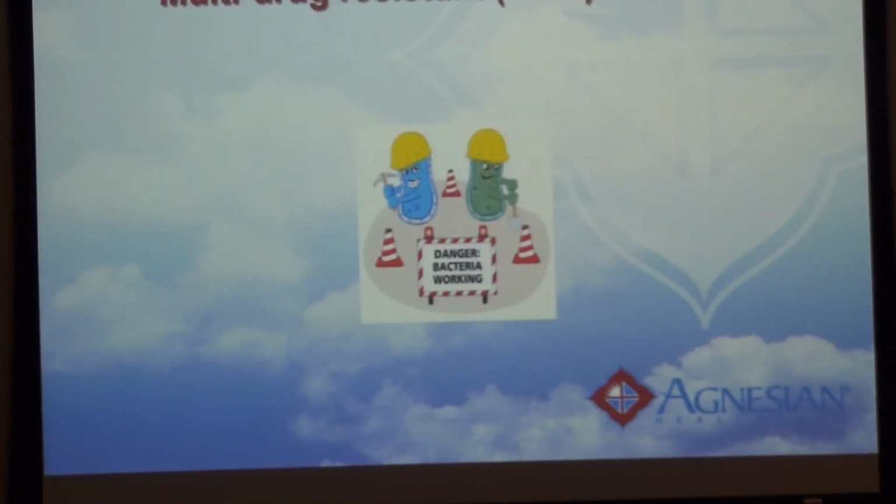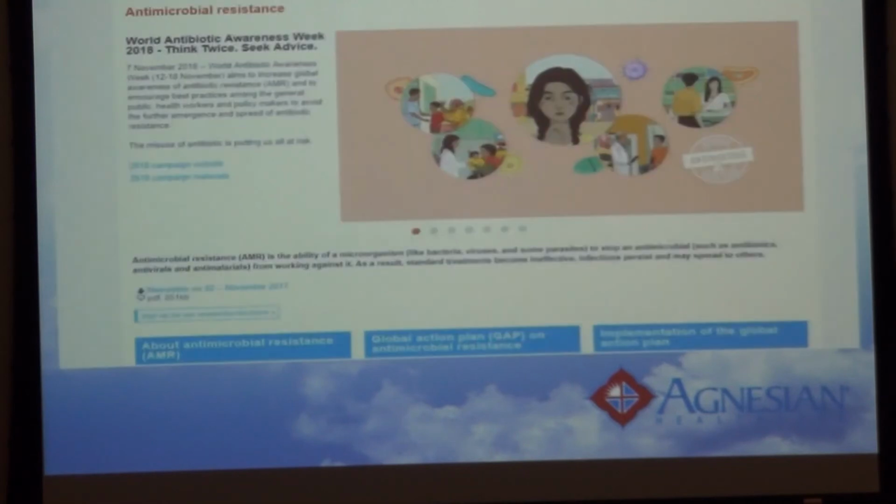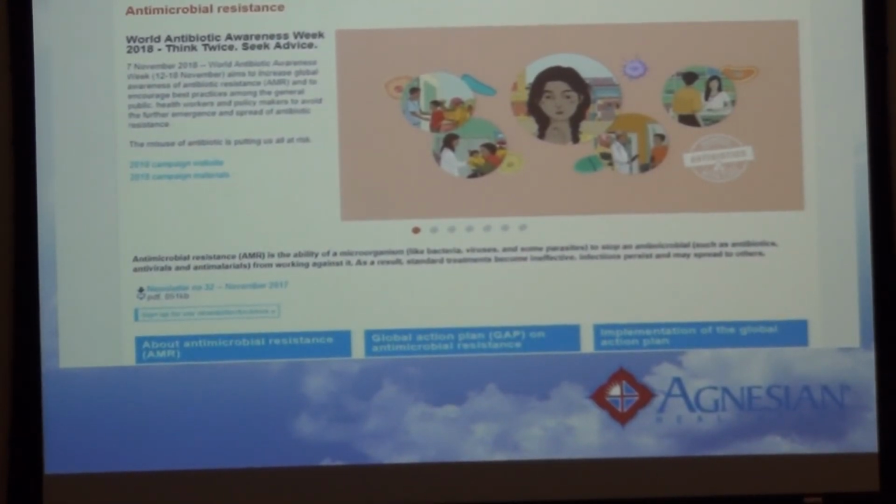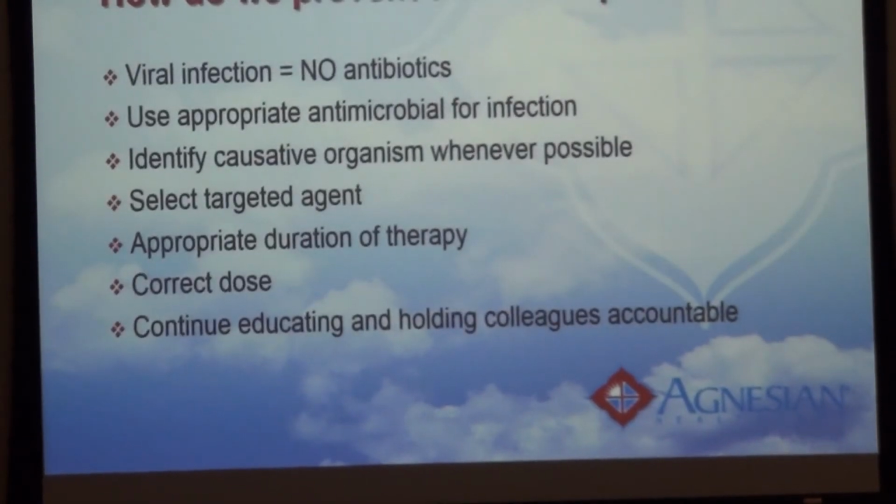MDRs, I think we know how antibiotic resistance happens. I find it interesting how big of a topic this is now. The World Health Organization puts out a whole week each year, and their motto this last year was think twice, seek advice. So I think that's kind of telling in itself why it's important we need to be using it appropriately. If you have a viral infection, don't use it. Make sure you're targeting it as we discussed. Getting the correct dose, continuing educating and holding colleagues accountable.